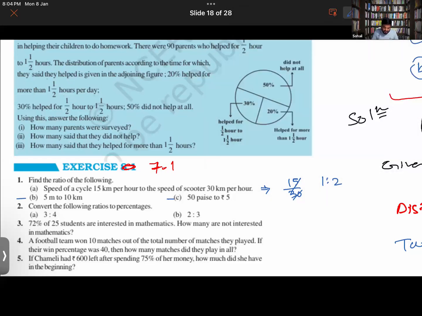Now solve all questions from question number 2. Solve both the questions quickly. Question number 3 is also very simple.